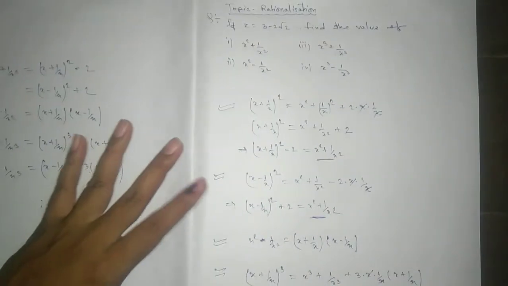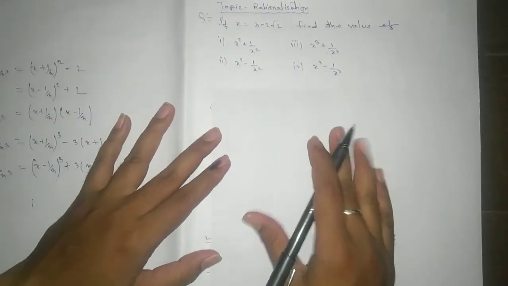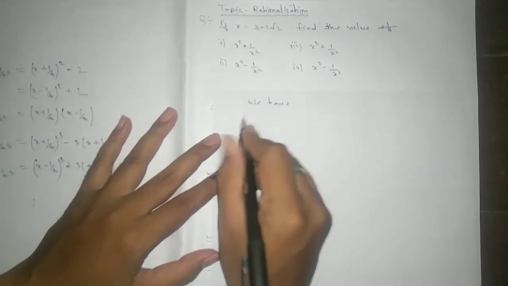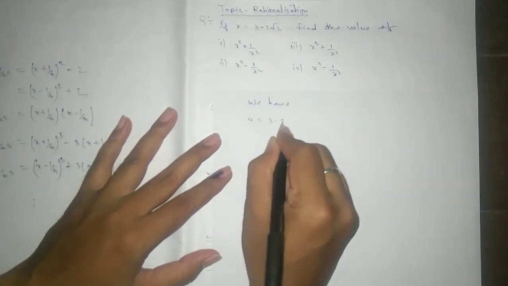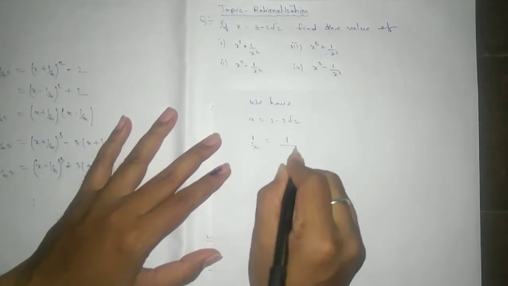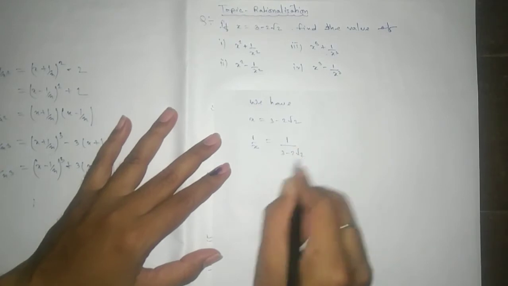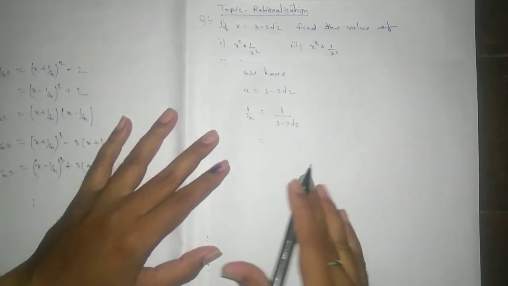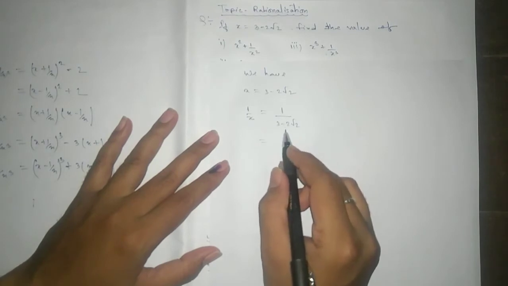Let's see. So here we'll go with the problem. We have x equals 3 minus 2 root 2. That means we need to find 1 by x. 1 by x means 1 by 3 minus 2 root 2. That means we need to rationalize it. As you can see, the denominator is in an irrational form.